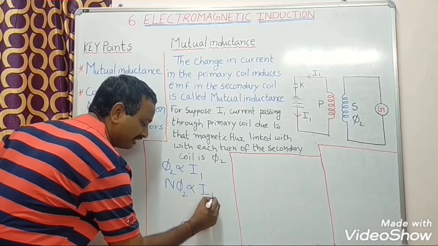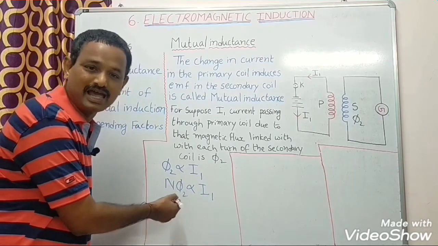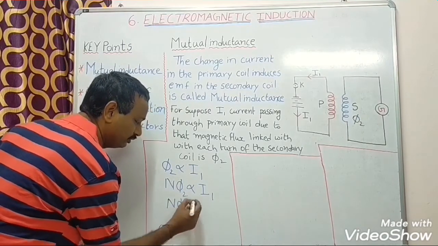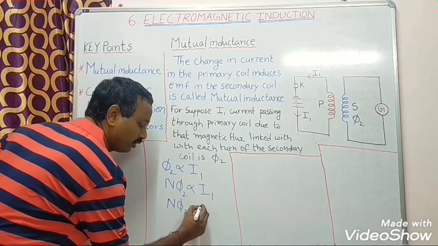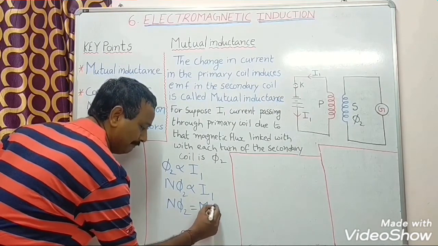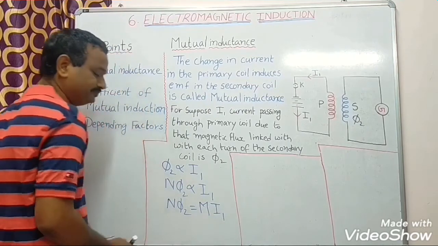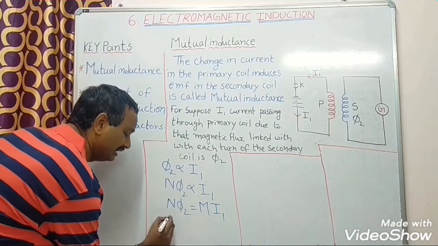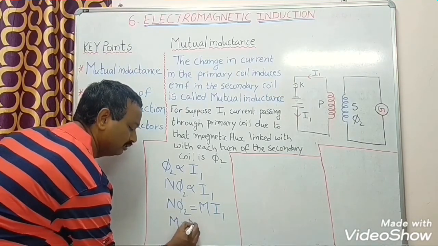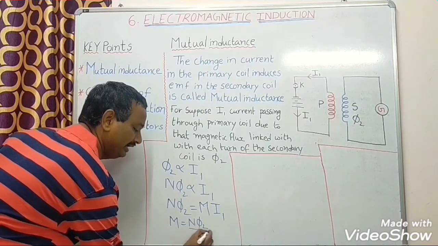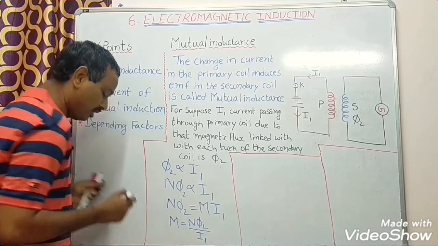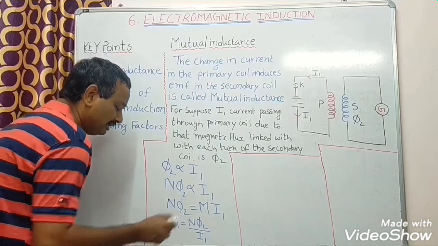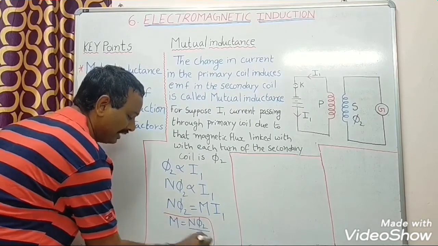current, that is I1. If I remove directly proportional, I need to write a constant. So here I will write n phi2, and if I remove directly proportional, I will write constant, that is M, into I1, where M is called mutual inductance. So from this I can write M equal to n into phi2 by I1. So I got mutual inductance, that is M equal to n into phi2 by I1.